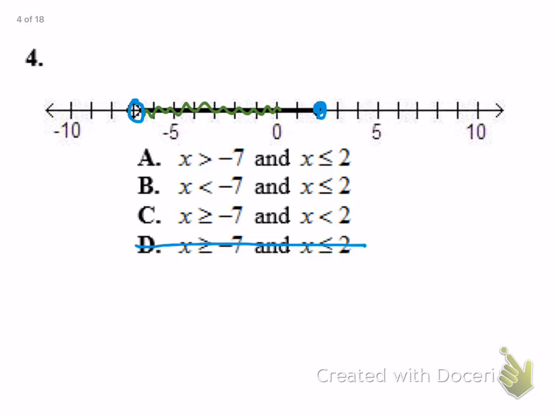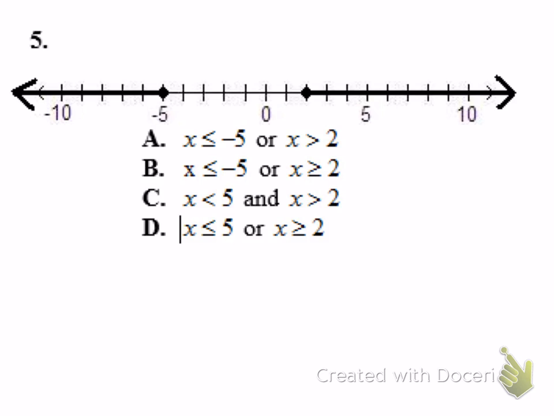The open circle is at -7, so I'm looking for the answer choice that has an open circle at -7, narrowing it down to A or B. I want it to be greater than -7, which is what answer choice A says, so A is the answer for number 4.